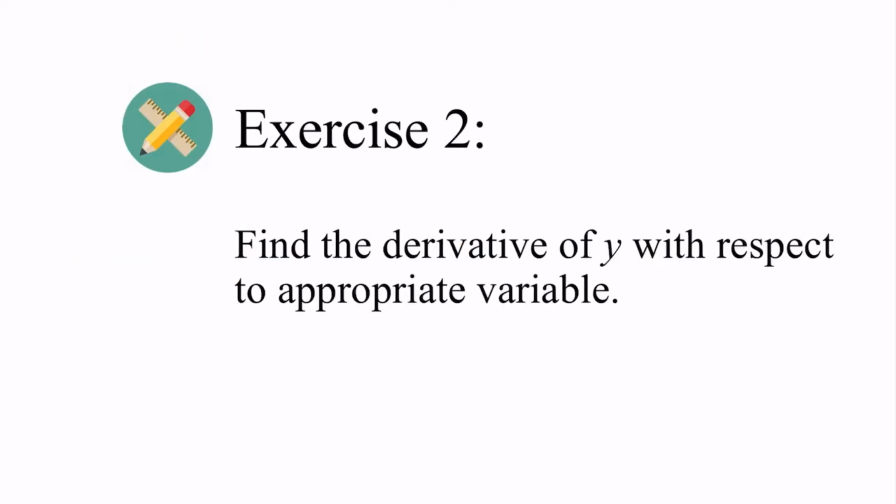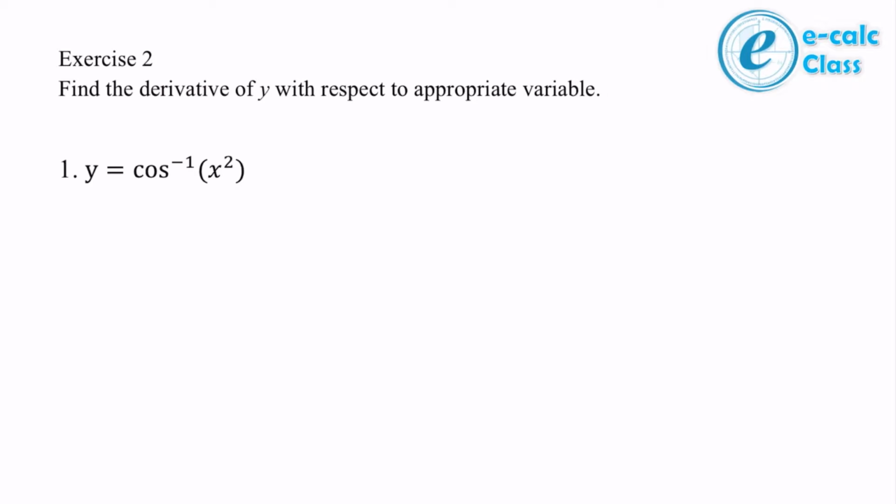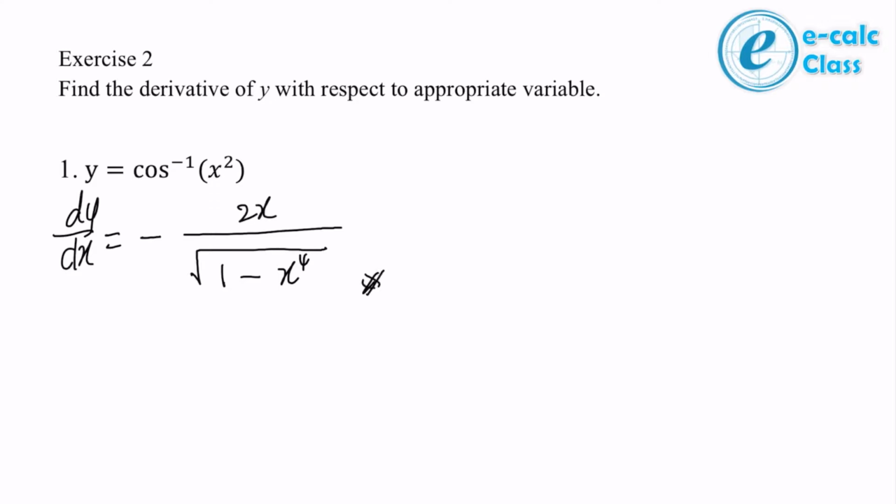Okay, we'll do the exercise now. Number 1, arccos of x squared. This is actually very easy. Just don't forget to do your chain rule, okay? So dy dx, remember, cos is negative, right? Negative 1 over the square root of 1 comes first, minus the square of whatever is inside, then chain rule, multiply with the derivative of x squared, so it is 2x. Finish. Okay, just like that.